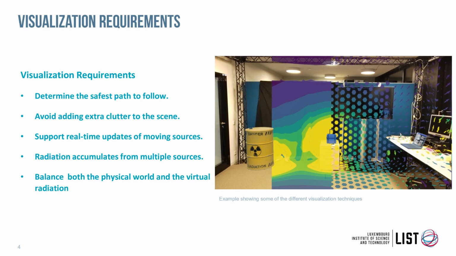In order to support a training scenario, a number of requirements were identified. One, that the visualization should help to identify the safest path to follow. Two, that the radiation will be visualized on the surfaces around the sources, i.e. using the spatial awareness mesh to avoid adding extra clutter to the scene. Three, that the visualization should be responsive and support real-time updates of moving sources. Four, that the radiation must accumulate from multiple sources. And finally, five, that it must be possible to allow the users to see both the physical world and the virtual radiation.